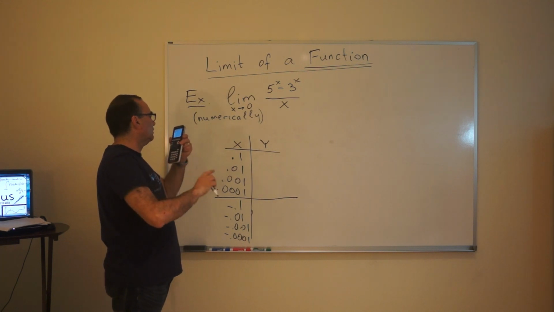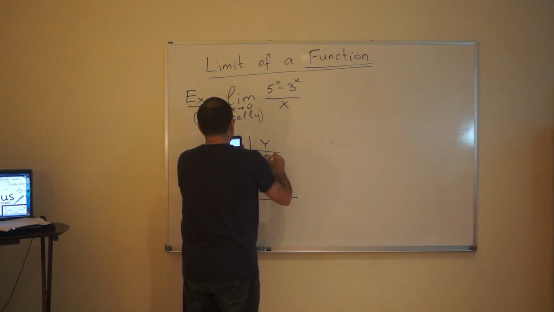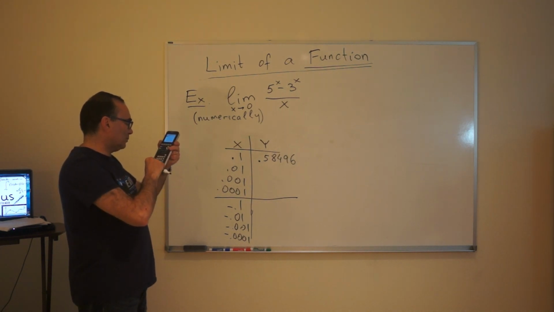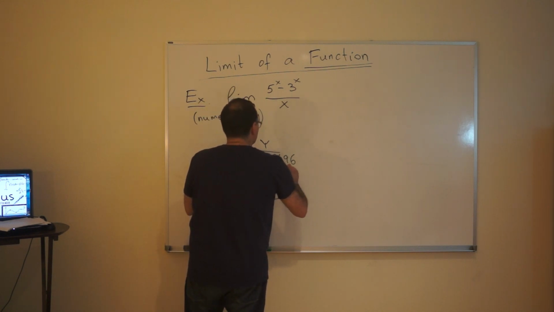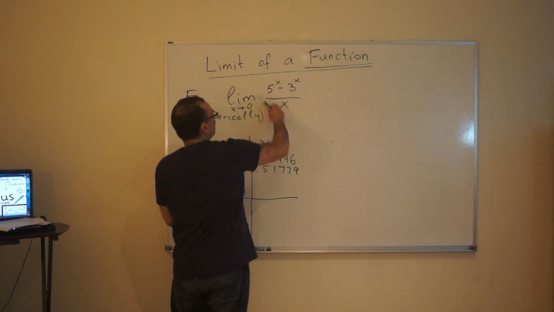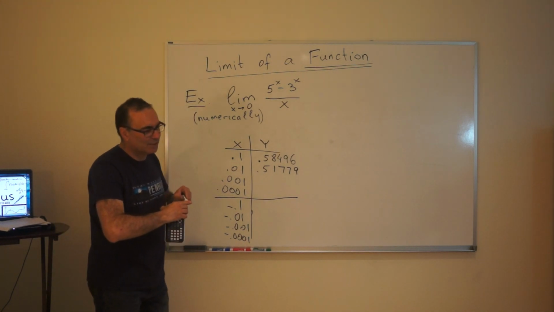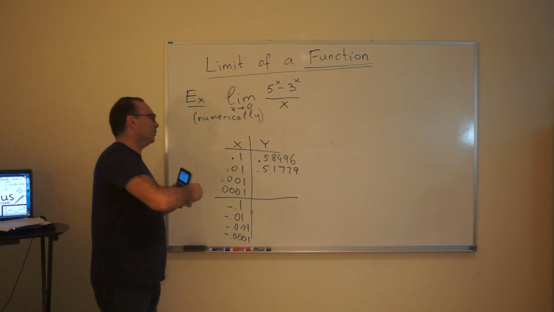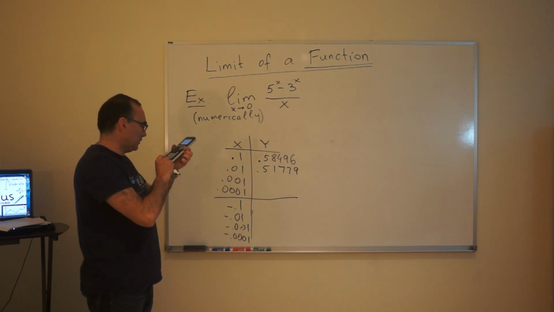So 0.1, the answer is 0.58496, very strange number. When we plug in 0.01, it's 0.51779. You see, by plugging in only one or two values, you cannot really guess what the answer could be. Like in the previous examples, like in the example with answer 12, maybe you could guess that 12 even from the first x value. So it was already pretty close to 12. But this one is not close to something nice.